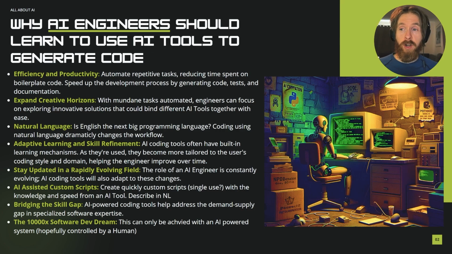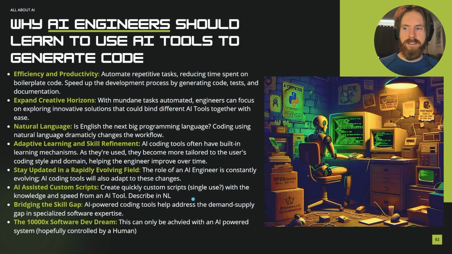Next up, we have adaptive learning and skill refinement. At least for me, I have learned a lot just by watching these AI tools write code. They are very good at comments and explaining things. You can ask detailed questions about the style, so if there's something you're wondering about, you can just ask it and it will give a very good explanation.